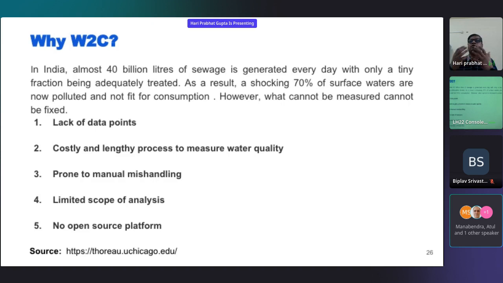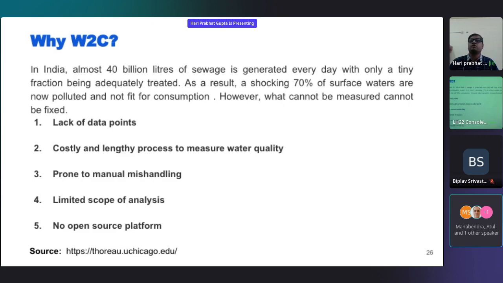And before that, what is the motivation for Water to Cloud? We can see that, especially in India, 14 billion liters of sewage are released every day, and it affects 70% of the surface water. However, what cannot be fixed is the lack of data points. It is costly, limited in scope, and has no source.